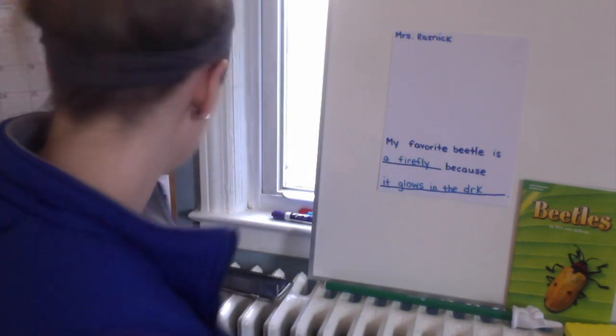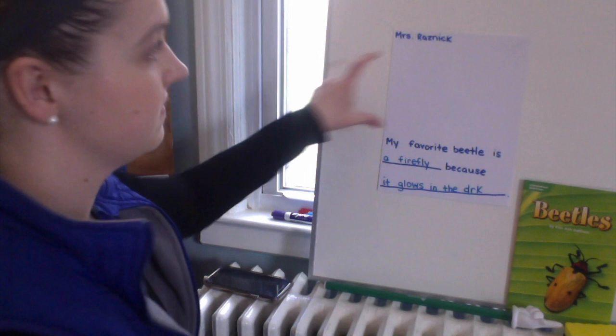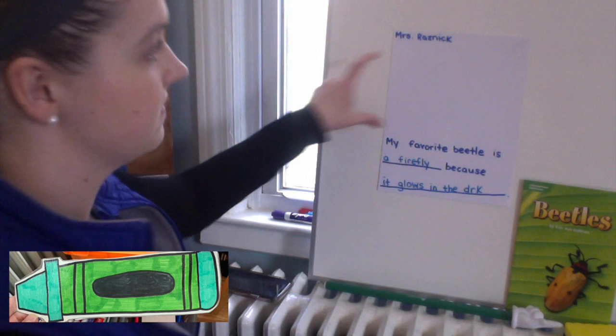So if you picked the click bug, you would want to use maybe some orange and red crayons. And if you pick a firefly, I would use maybe some black, some orange, and a little bit of green to show the part that lights up.